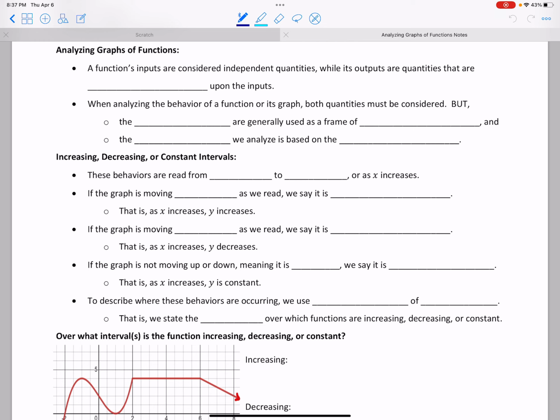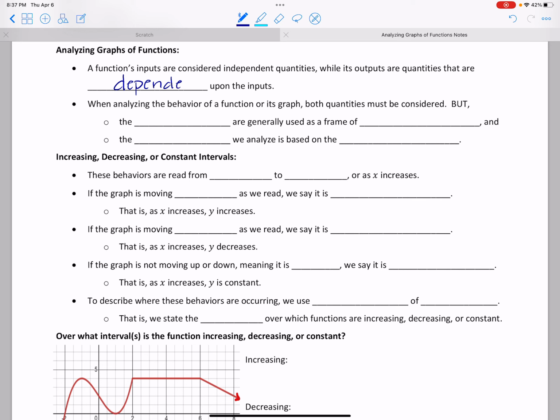And so I'm going to introduce some terminology that may be new, or just some ways of looking at these things that may be new, and maybe none of it's new, and that would be the good news, right? So first, we know that a function's inputs are considered the independent quantities, so we say x is the independent variable, and the outputs are quantities that are dependent directly on those inputs, so we call the outputs, the y's, our dependent variable.